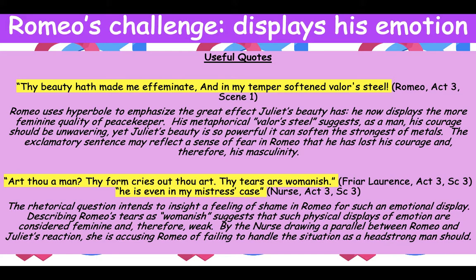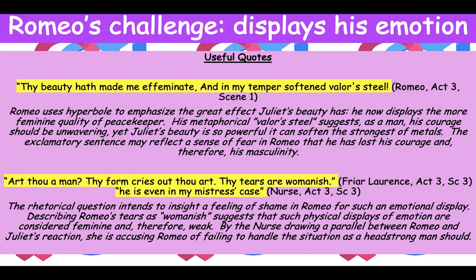And when he says, "Art thou a man? Thy form cries out thou art, thy tears are womanish." So this is when Romeo is crying because he's just learnt that he's to be banished. And even the nurse says, "He is even in my mistress's case." So he is just as upset as Juliet. So when she finds him in this same scene, she says Romeo is just as upset as Juliet.